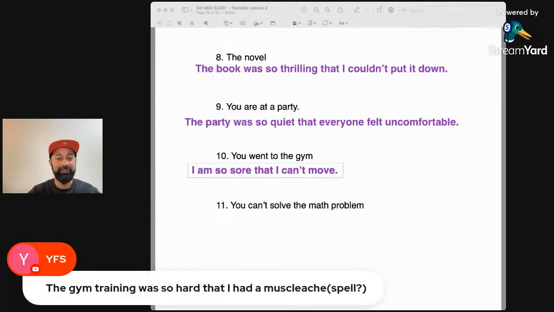YFS says the gym training was so hard that I had a muscle ache. Yeah, so muscle ache is fine. Okay, technically, that grammar is fine, but we don't really say muscle ache in English. Instead of muscle ache, we are usually going to be saying sore. You could say my arms are so sore. My body is so sore. So that is going to be a little bit more common. So my answer on the screen, sore, is probably more common instead of muscle ache.